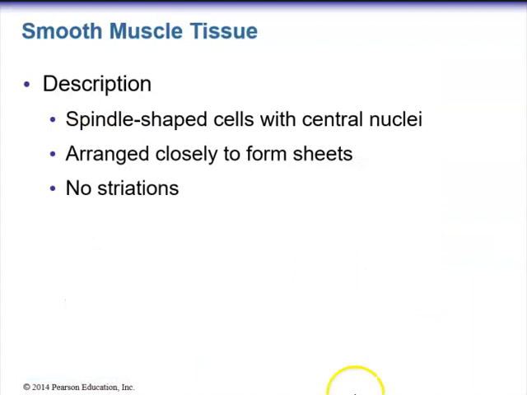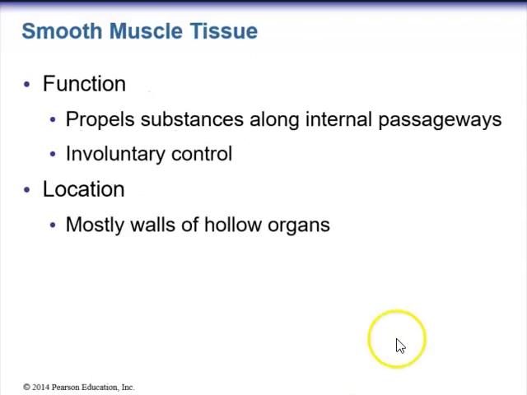Smooth muscle tissue, we have spindle-shaped cells with a central nucleus. They are arranged very closely to form sheets, and they do not have any striations. The function of smooth muscle tissue is to propel substances along internal passageways, and they are under involuntary control, and they line mostly the walls of hollow organs.